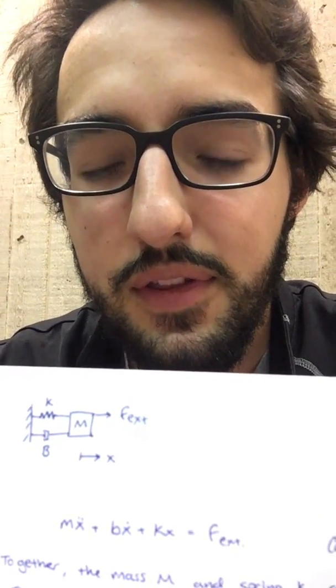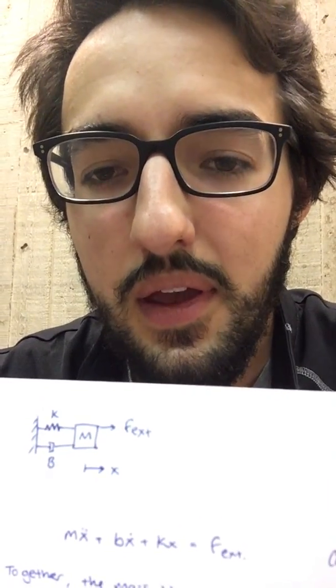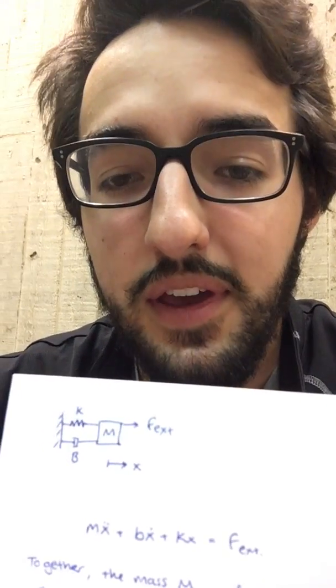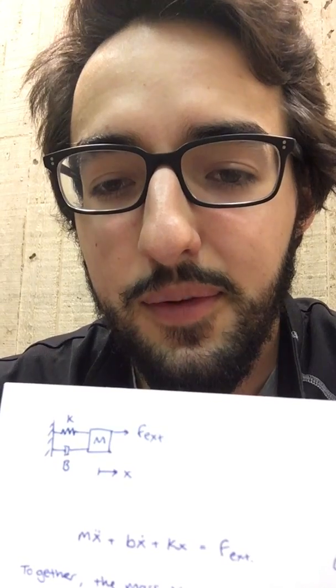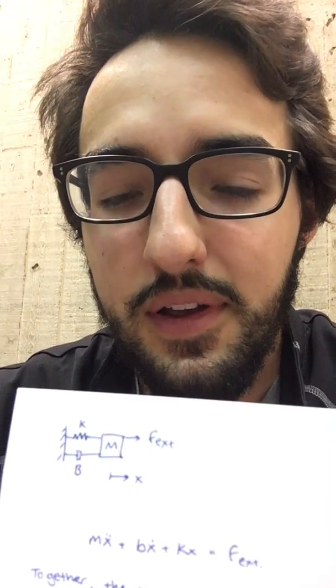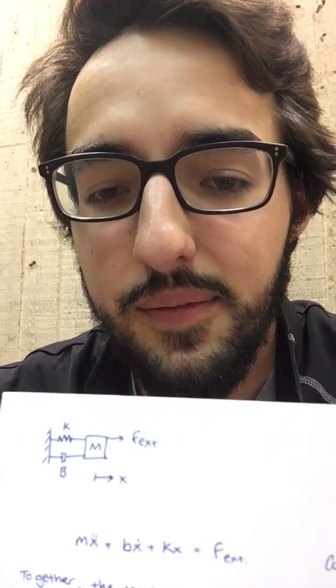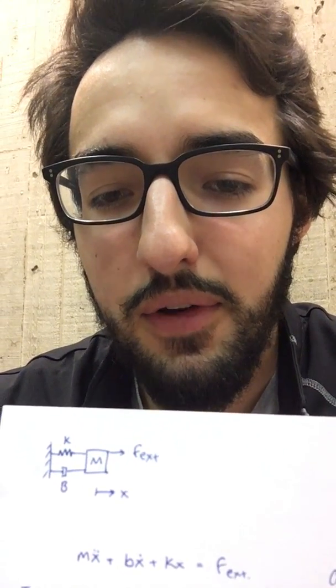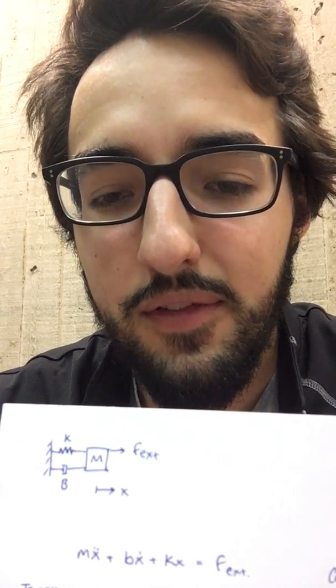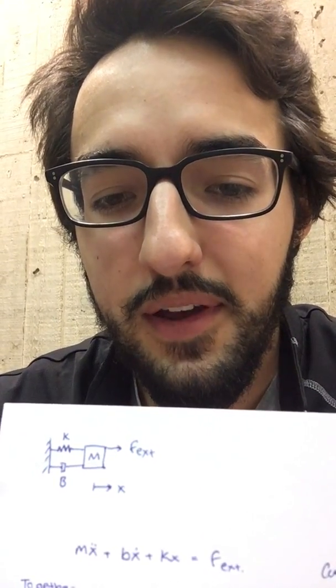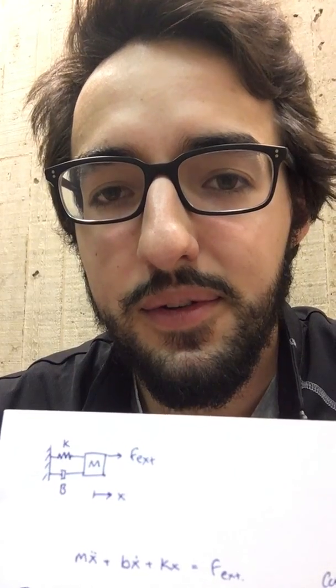So here I've drawn the spring mass damper system, where you can see that there's a force from the spring acting on the mass as well as a force from the damper and the external force, all acting on the mass in the x direction. And if you write out Newton's second law of motion for this system, you get m x double dot plus b x dot plus k x equals the external force.